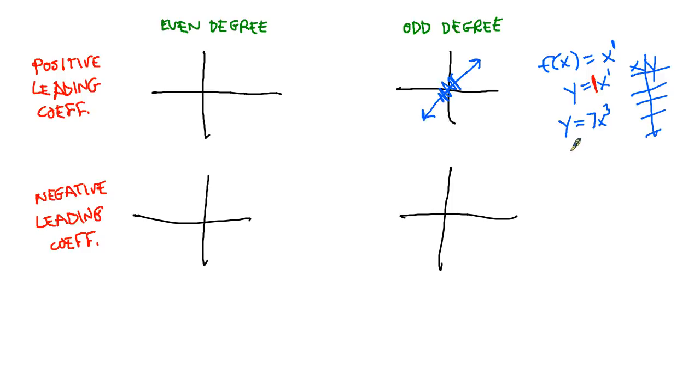Okay, if I have a polynomial where there's other stuff, maybe I have something like 5x to the 9th minus 7x squared. Even though there's other stuff, because it's an odd degree polynomial and because it has a positive leading coefficient, the ends are going to look like this. We don't know what the middle will look like, but the ends will look like this.